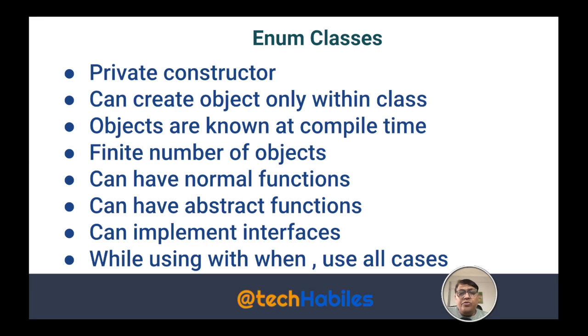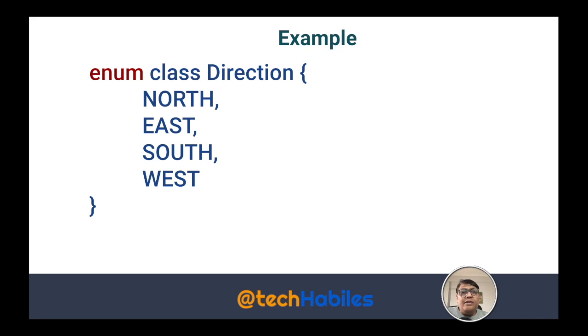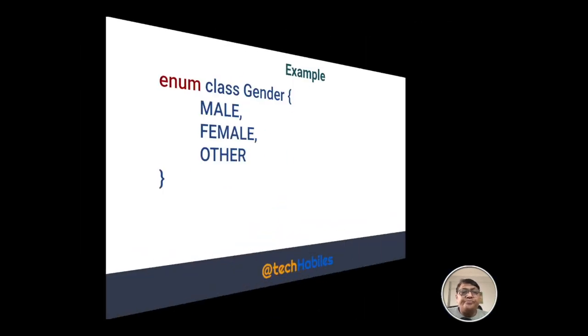While using with when, you have to use all cases. It has to be exhaustive. The example can be direction. Direction is the best qualifier for your enum class because you know in advance that direction can have 4 directions: north, east, south, west. As I told, we have to know the objects in advance, right, at compile time. So if you see direction, we have 4 objects.